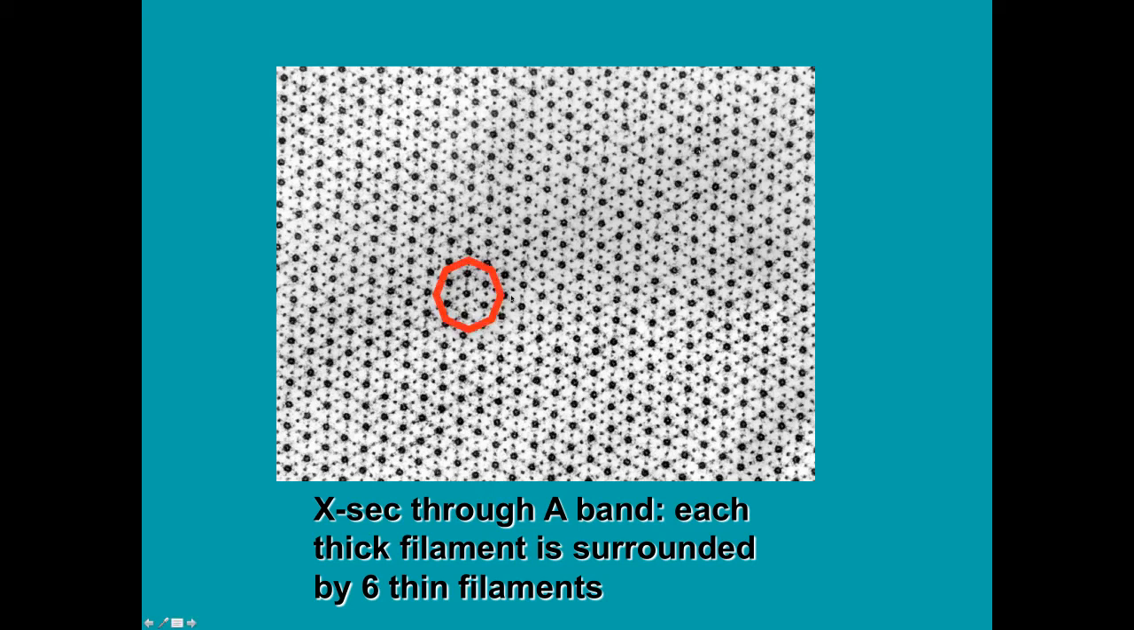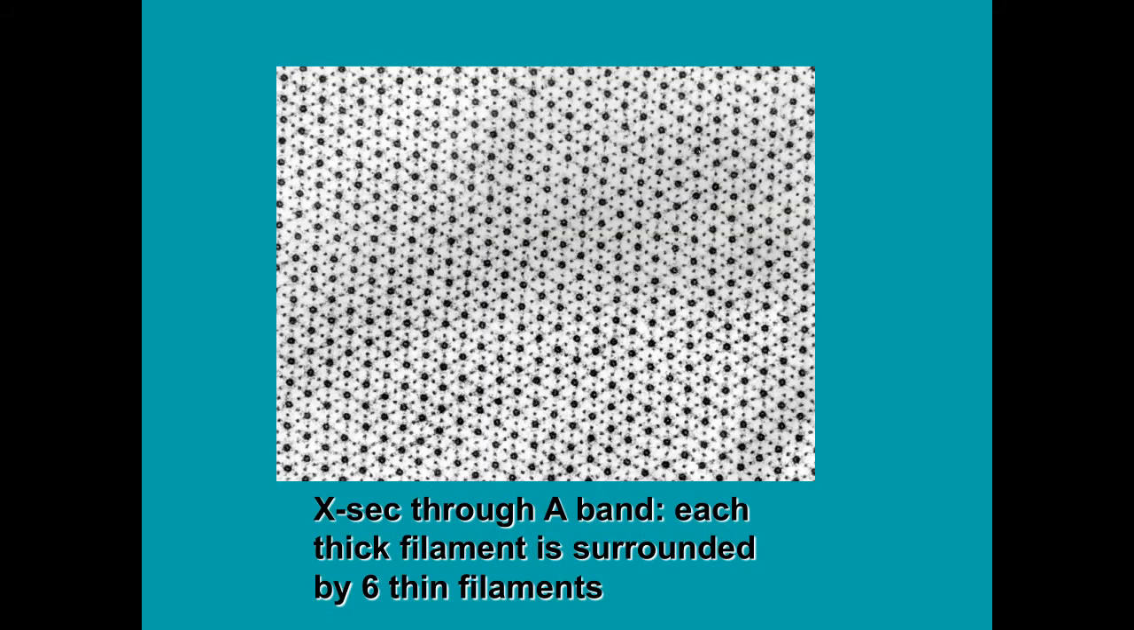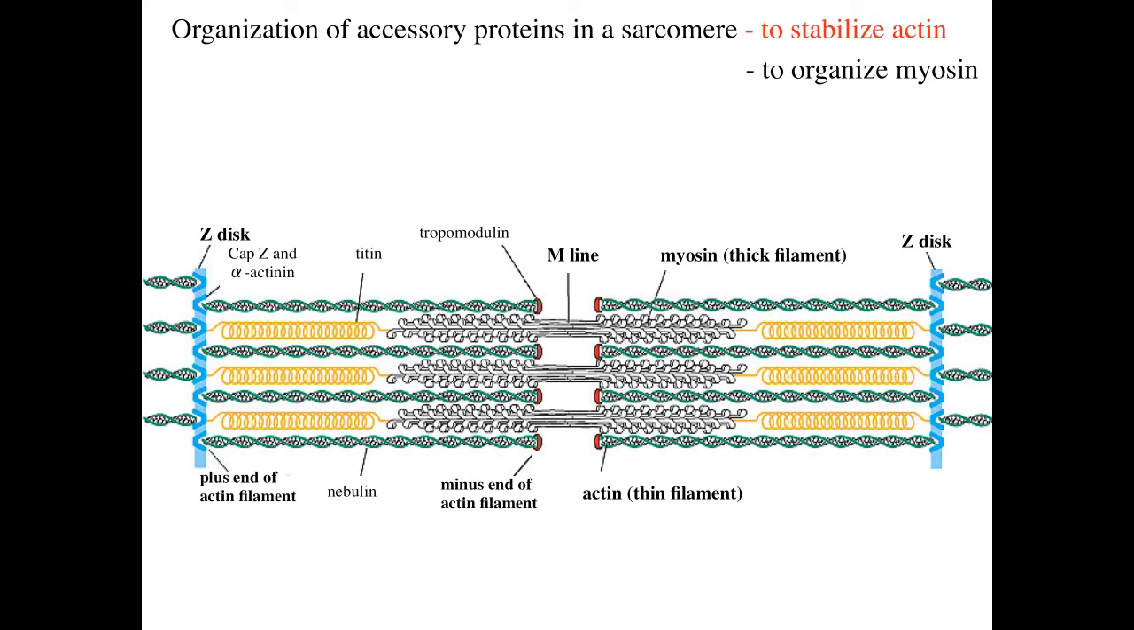Each thick filament is surrounded by 6 thin filaments. So each thick filament is surrounded by 6 thin filaments. So a thick filament here, then 1, 2, 3, 4, 5, 6 thin filaments. So it's important that you be able to make that type of correlation if you see this on a standardized exam. Here is something about the organization of accessory proteins in a sarcomere.